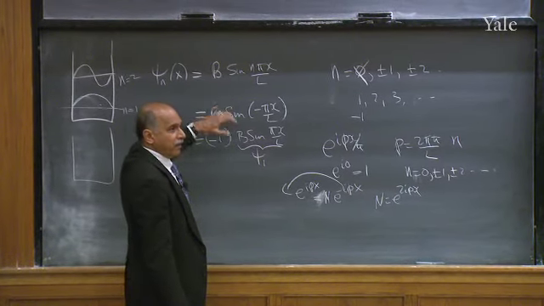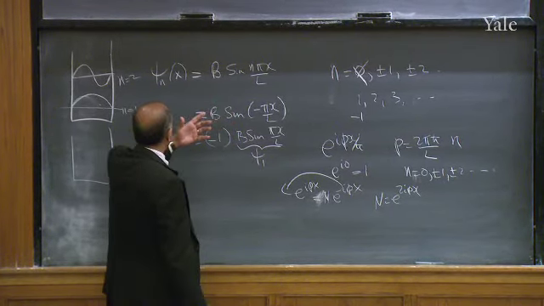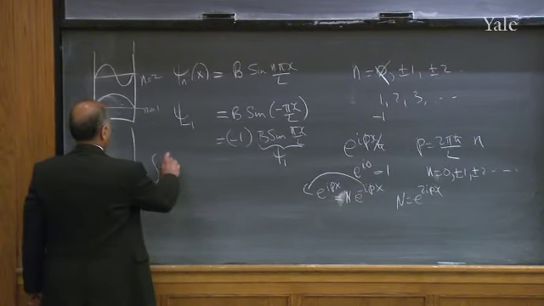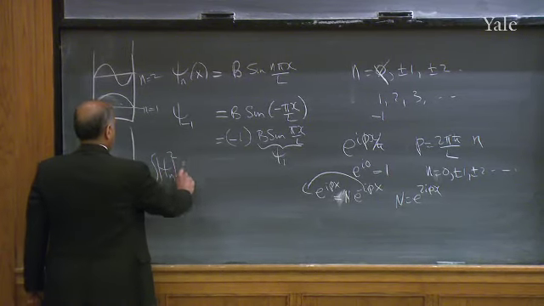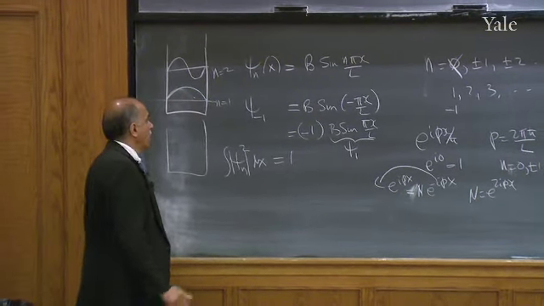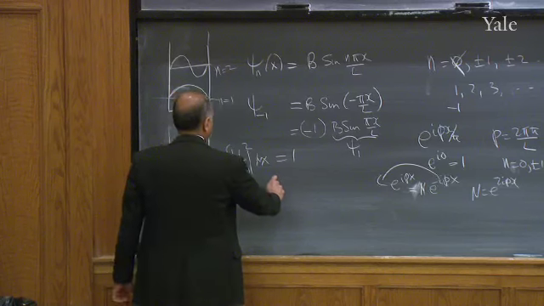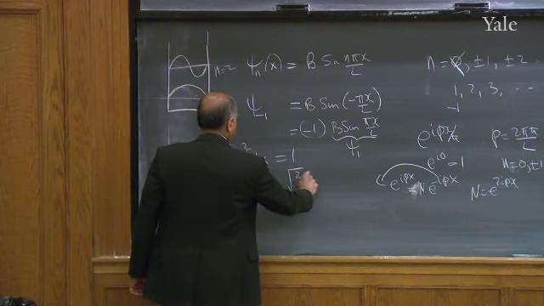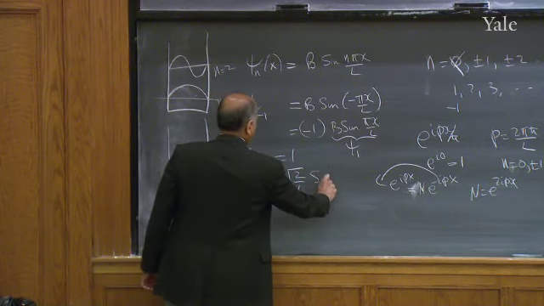That is picked by the extra convenient restriction that the integral of psi squared dx be equal to 1. That will determine B, and I'm claiming the answer is the square root of 2 over L is what you want B to be.